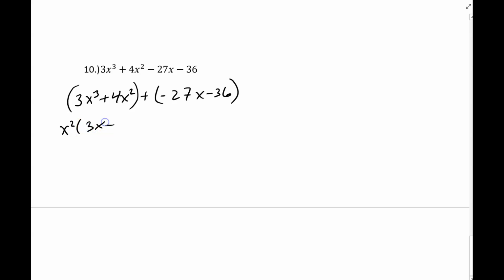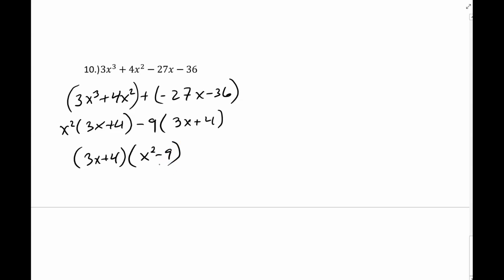Okay. First group, we have a greatest common factor of x squared. That's going to leave me with 3x plus 4. In the second group, we have a greatest common factor of -9. That'll also leave me with 3x plus 4. If I look at the whole thing in totality, I have a greatest common factor. It's 3x plus 4. And when I factor that off, I'm left with x squared minus 9.